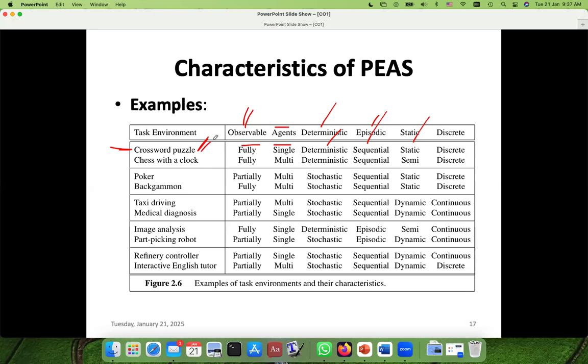Is this crossword puzzle discrete or continuous? Between the states, is there anything involved, or are the states different and unique? Each block is different, so it is discrete, and there are no further hidden states involved between them.